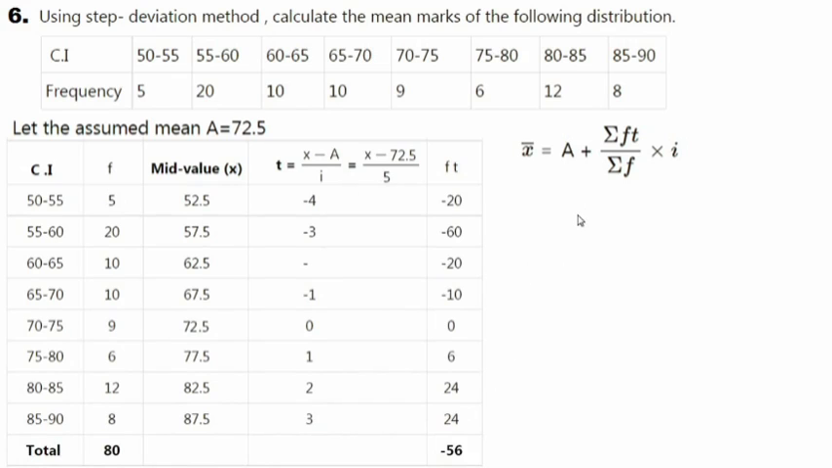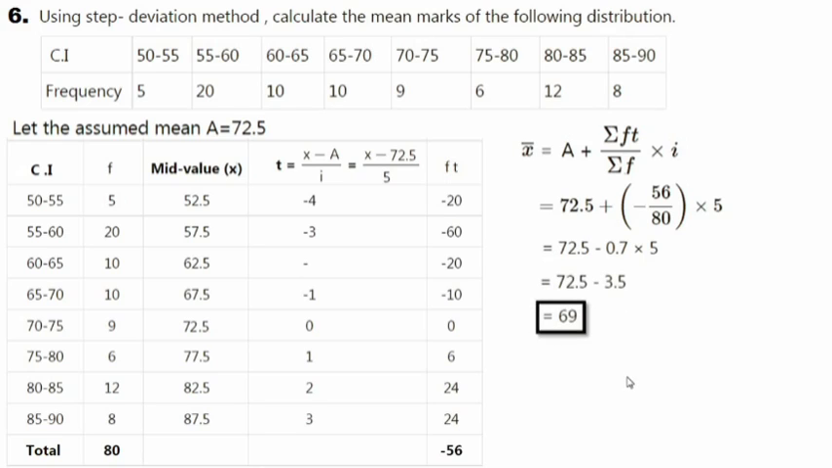So from the formula we have 72.5 plus, this is minus 56 divided by summation f, which is 80, into i. i is 5. Now simplify this. When you simplify this, it turns out to be exactly 69. So again, using the step deviation method, your mean marks turn out to be 69. Pause the video and note down your solution.